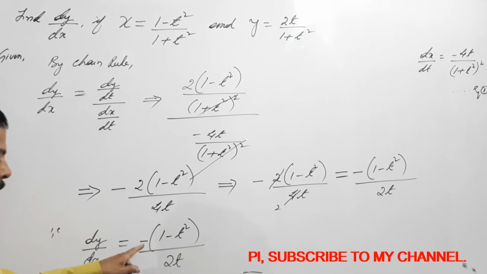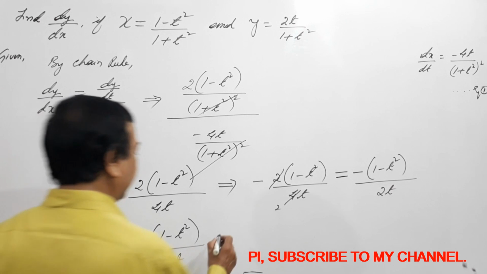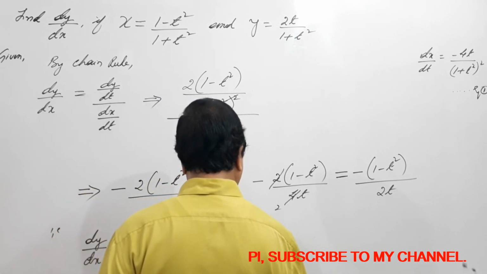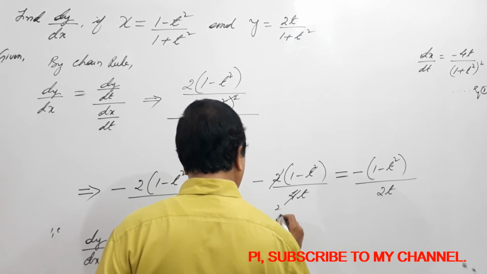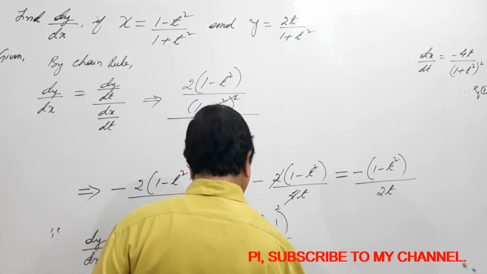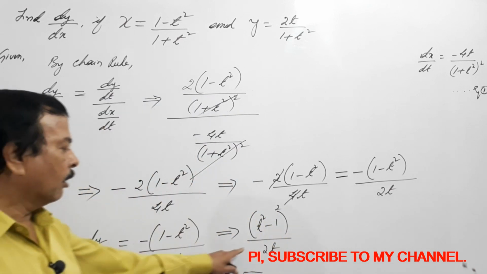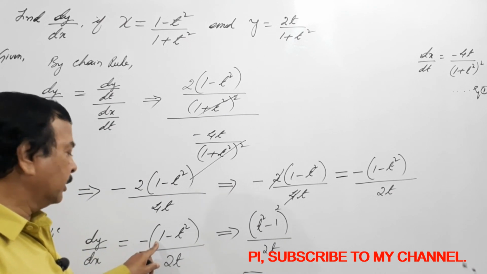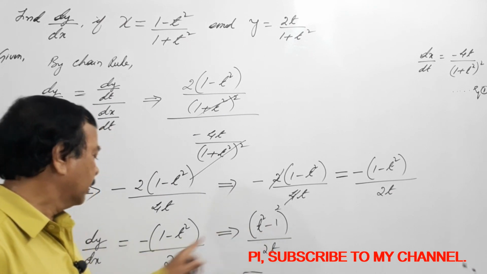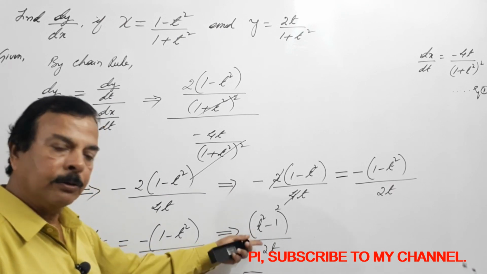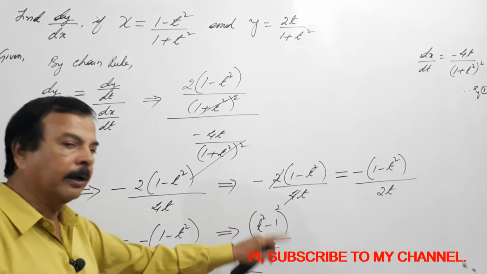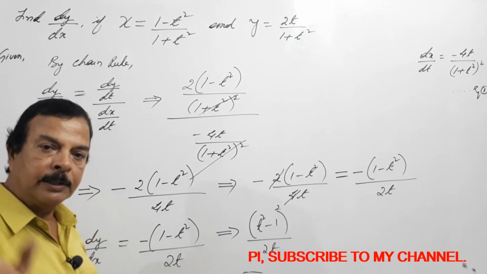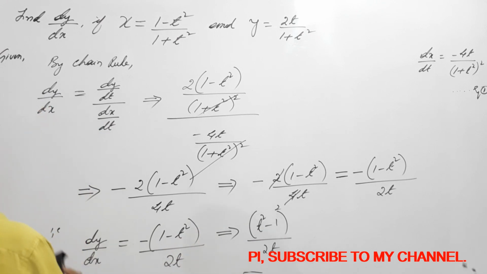How will you avoid this minus value? I'll show you how to do it. Take the minus, you can write this as (t square minus 1) by 2t. Either you can stop at this or do one more step. See here, minus into minus is plus, minus 1, minus into minus plus t square. So both are the same. To avoid this minus sign, I have changed it, using the concept that a minus b is not equal to b minus a.